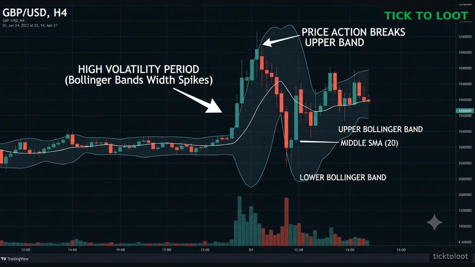Now, let's talk about how Bollinger Bands measure volatility. When a market is volatile, the bands widen, indicating that prices are moving rapidly. This is like a stormy sea, where the waves are high and the tide is rough. On the other hand, when the market is quiet, the bands squeeze, indicating that prices are moving slowly. This is like a calm sea, where the waves are low and the tide is smooth.